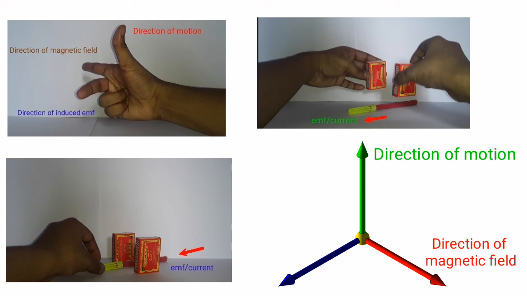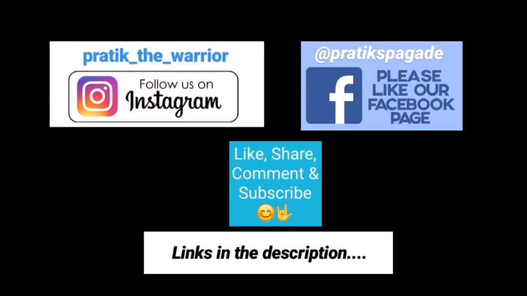So as per Fleming's right hand rule, the middle finger indicates the direction of induced EMF, which is due to either perpendicular motion of conductor or magnetic field. Here the blue arrow indicates the direction of induced EMF. So we have learned about Fleming's left hand rule and Fleming's right hand rule.